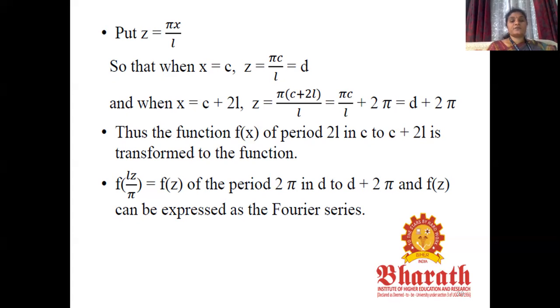Thus, the function f of x of period 2l in c to c plus 2l is transformed to the function f of lz by pi, which is equal to f of z of period 2 pi in d to d plus 2 pi, and f of z can be expressed as the Fourier series.